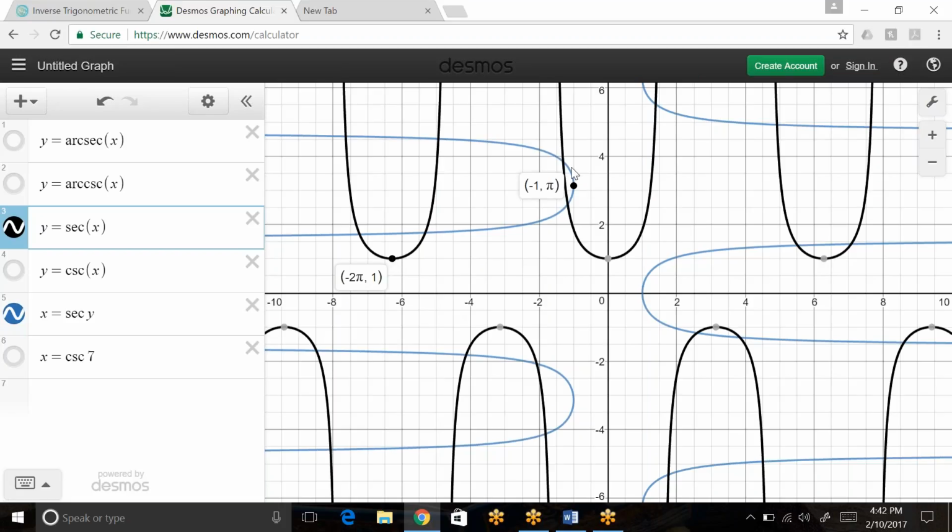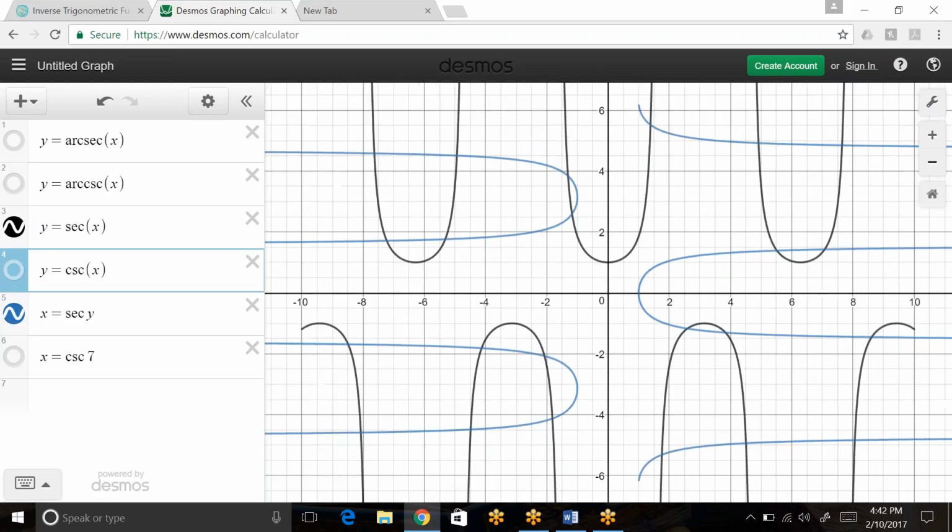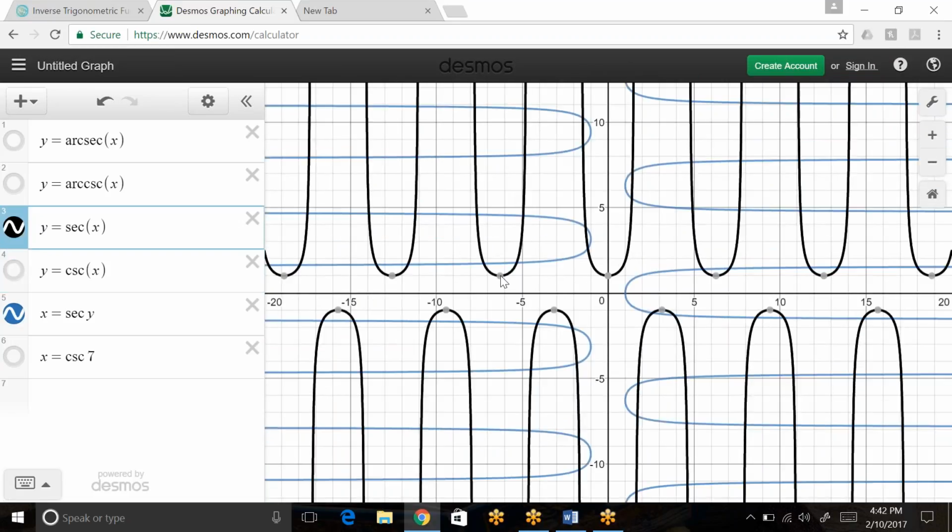So that's not the exact match I was looking for. Positive 1, negative 2 pi is what I'm looking for, which I believe is down here. I don't know if I can show this in this screen. Hang on just a second. Back out a little bit. There we go. So see how crazy this looks.